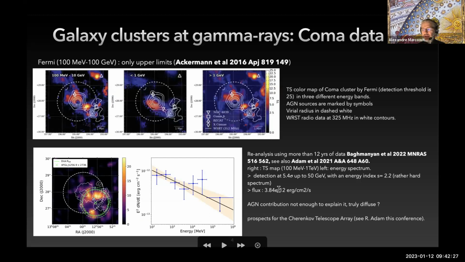So probably Rémi Adam told you about this. There is a lot of work done in the CTA collaboration to evaluate what we should expect from other clusters, like, for instance, Perseus.